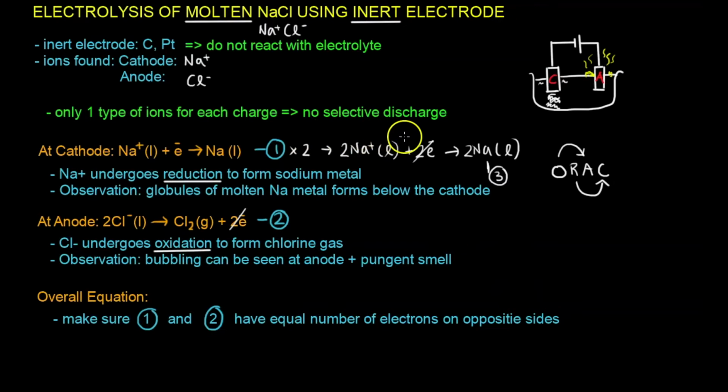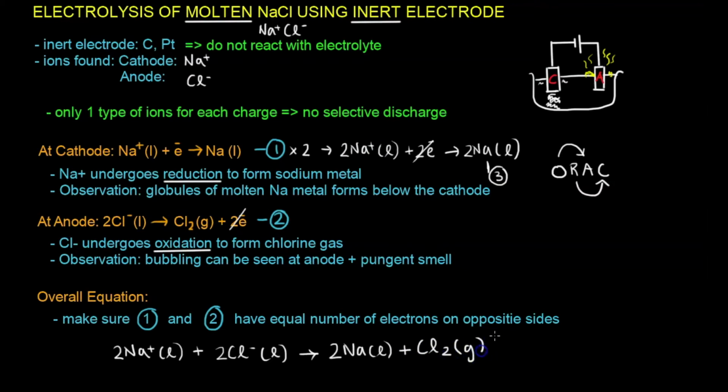So now I just write what's remaining on the left hand side. 2 Na+ liquid, right? Plus this guy here, because everything is on the left hand side, I just write it down first. Plus 2 Cl- liquid. Okay, now ignore my 2 e- because it's already been cancelled with this guy here. So now what's on the right hand side? I have 2 Na liquid, plus this guy, Cl2 gas.